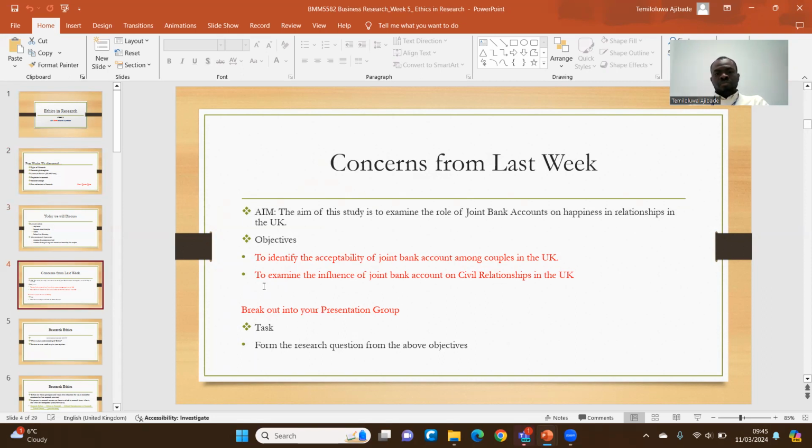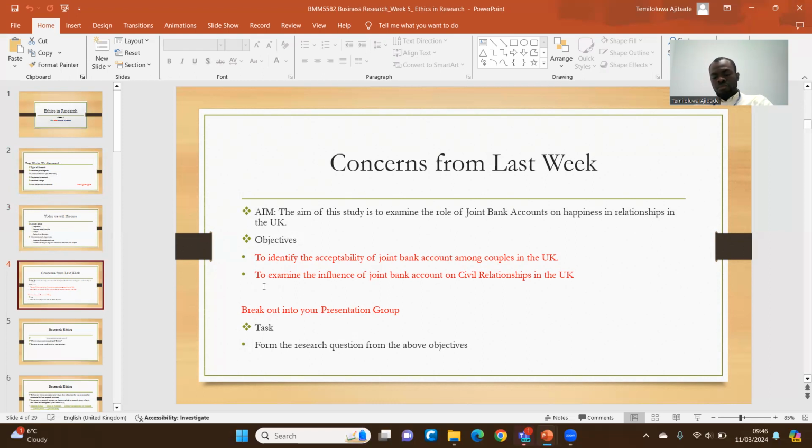And so what I want you to do is as you prepare for your group presentation, I want you to break out into your groups or you work in group. If you are not able to do that, I want you to pick a sheet of paper and derive a research question that is from the given objective.